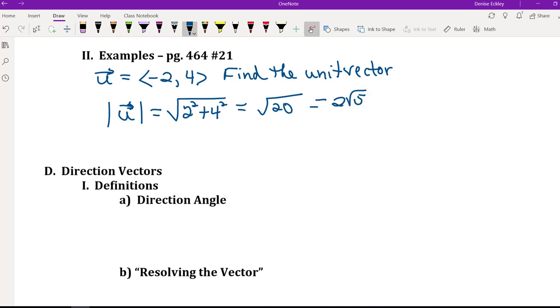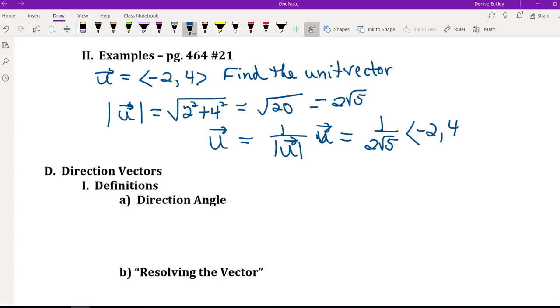And then to find the unit vector, I'm going to take 1 over the magnitude of the vector times the vector itself. So I'm going to take 1 over 2 times the square root of 5 times -2, 4. So I'm going to have -1 over the square root of 5, and then I'm going to have 2 over the square root of 5.